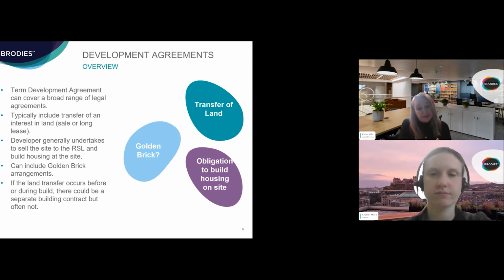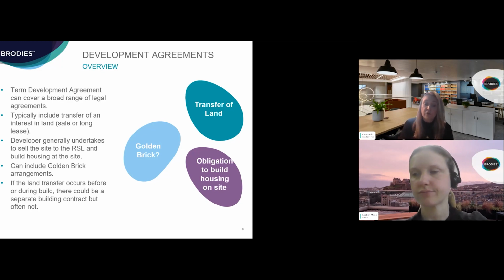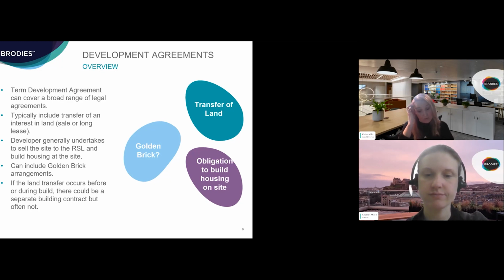In the house building sector, reference to a development agreement is typically used to refer to the scenario where a developer has identified a site for redevelopment, enters into an agreement with a purchaser, such as a registered social landlord, an RSL, or a local authority who will then provide housing on that site. The developer may own the site already or have an option to purchase it from a third party, and the developer will agree terms to sell the site to the RSL and build housing at the site for the RSL.